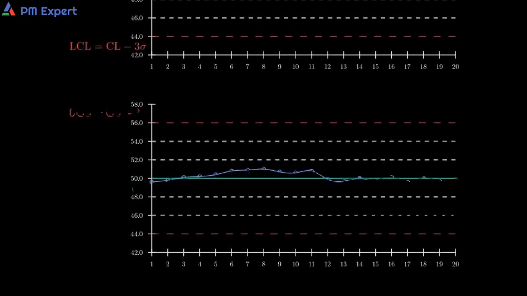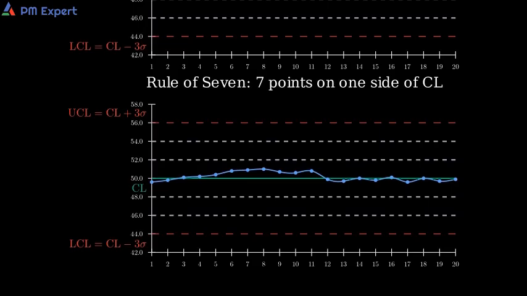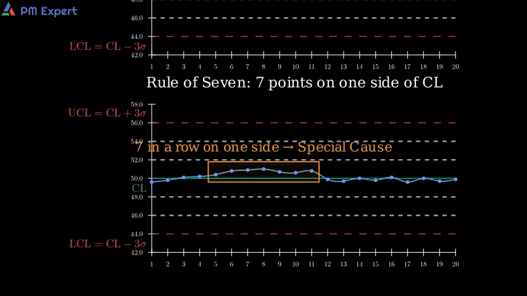Now, the rule of 7. If you see 7 consecutive points on the same side of the center line, that is unlikely to be random. It signals a process shift due to a special cause. We should stop and investigate before continuing the process.